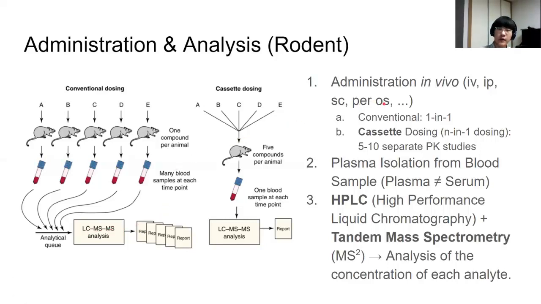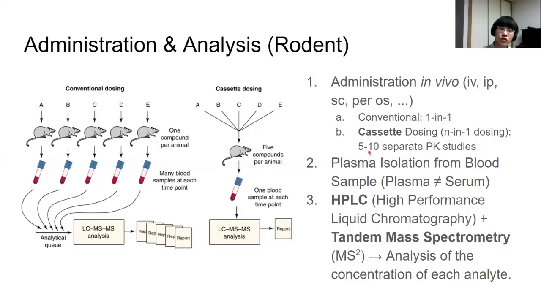But there have been some developments, and one is called cassette dosing. As you all know, a cassette has multiple items in one specific pack, so it's also called N-in-1 dosing. Multiple drugs are simultaneously injected into one experimental animal, and then its blood is tested in order to report the concentration change in those 5 drugs simultaneously.